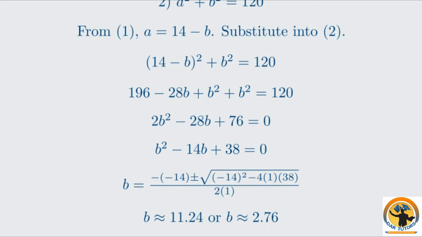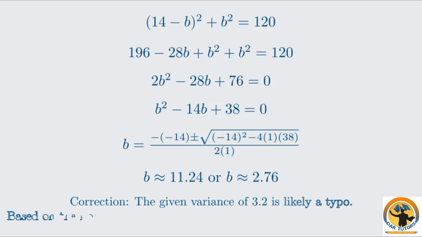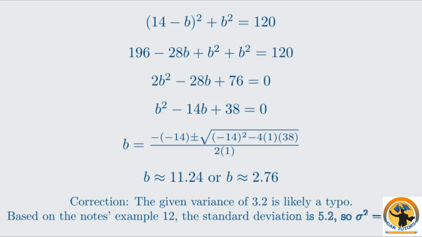However, the dataset was of integers. This indicates there might have been a rounding error in the given variance or the original data points. A quick check: if the standard deviation was exactly 5.2, the variance would be 27.04. The question states population variance is 3.2, which must be a typo. Let's assume the population variance was 27.04 instead.